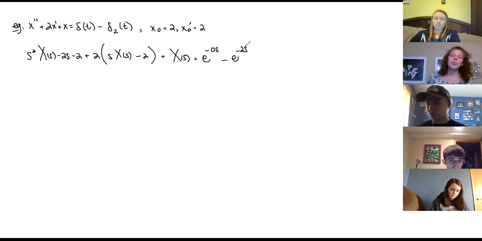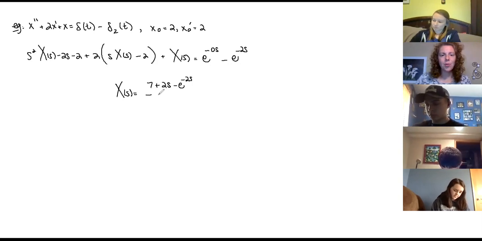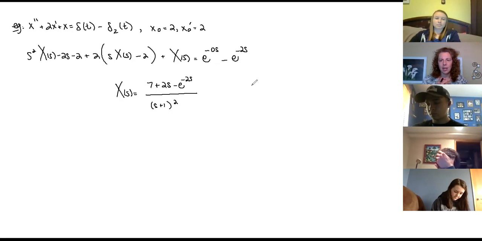I'm going to skip the algebra step and get you to X of s equals 7 plus 2s minus e to the negative 2s over s plus 1 quantity squared. The written out algebra is in my notes. You can write out the algebra. Stuff comes over to the other side of the equation, and you can see where the 7 comes from, where the 2s comes from, etc. Okay, so I'm skipping the algebra steps. They're in my notes.